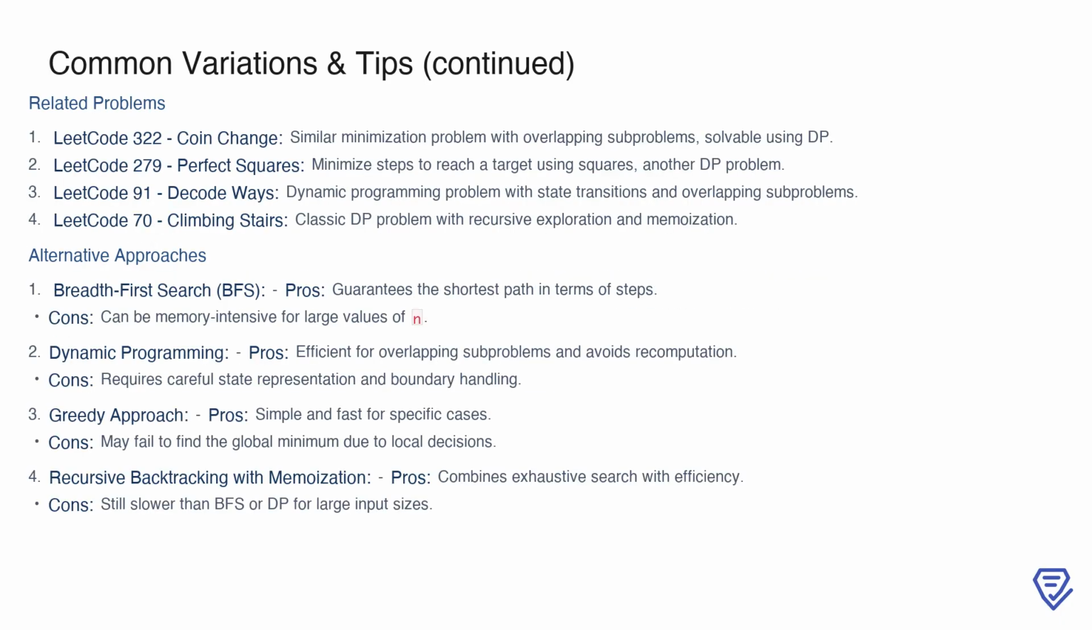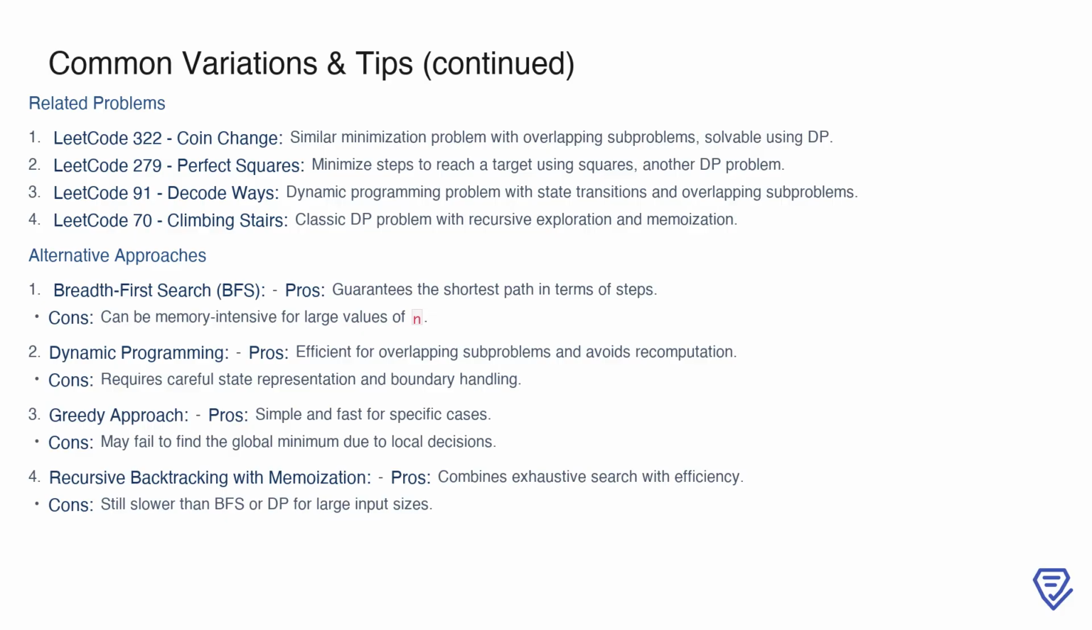The integer replacement problem shares similarities with other well-known dynamic programming problems. For example, LeetCode 322, coin change, involves minimizing steps to reach a target amount, which also features overlapping subproblems. Similarly, LeetCode 279, perfect squares, focuses on minimizing steps using squares, another situation where dynamic programming is invaluable. LeetCode 91, decode ways, and LeetCode 70, climbing stairs, are classic examples of problems that rely on recursive exploration and memoization to handle overlapping states efficiently.